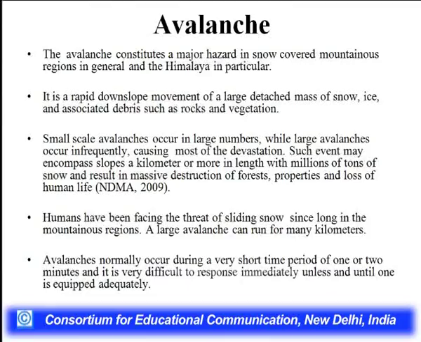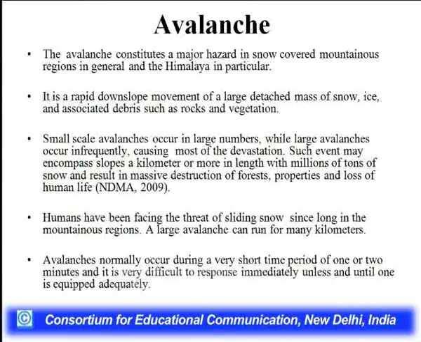As per the NDMA 2009, small scale avalanches occur in large numbers, while large avalanches occur infrequently but cause most of the devastation. Such an event may encompass slopes a kilometer or more in length with millions of tons of snow and result in massive destruction of forest, property and loss of human life. Humans have been facing the threat of sliding snow since long in the mountainous region. A large avalanche can run for many kilometers.